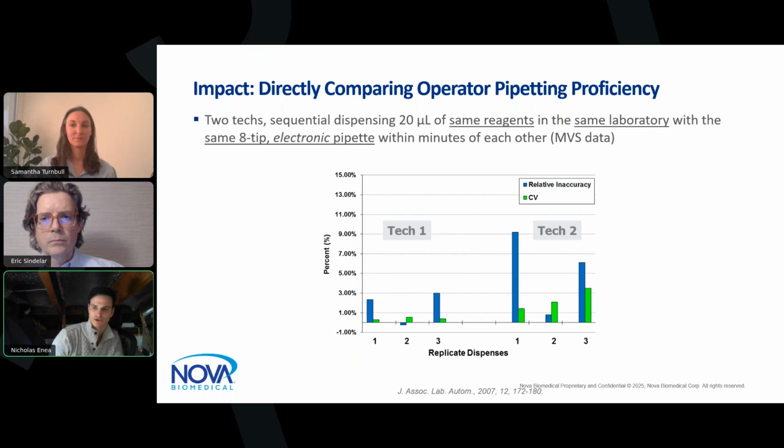There's the liquid class optimization, which Eric and Sam went over really well in a lot of detail. But then there's the global optimization from site to site, person to person, and then the method transfer process as well.